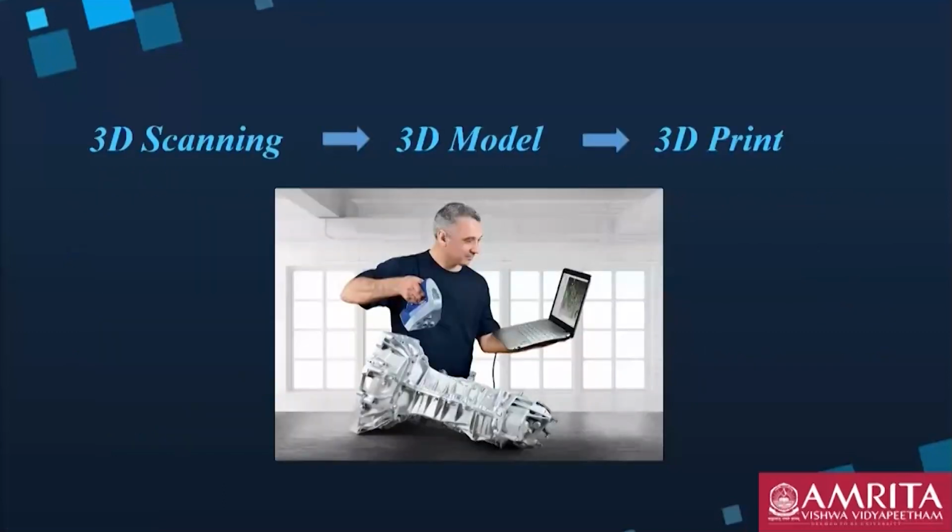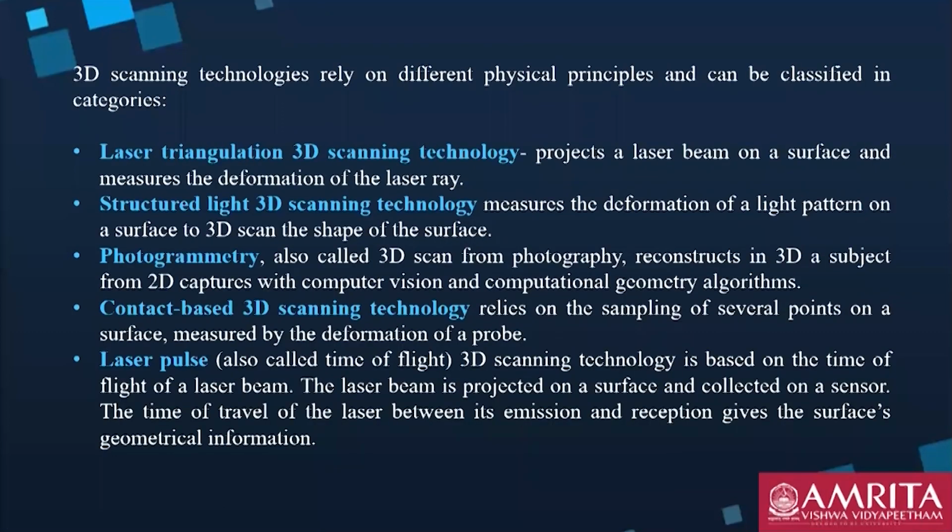Before I come to the demonstration, I just want to give a glimpse that there are different types of physical principles used in 3D scanning. They use laser light. They use photogrammetry. Contact type 3D scanners are there. They also use pulse laser.